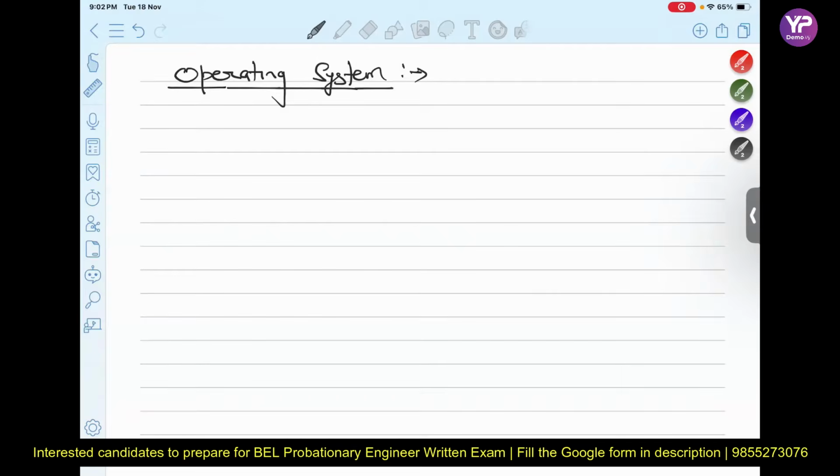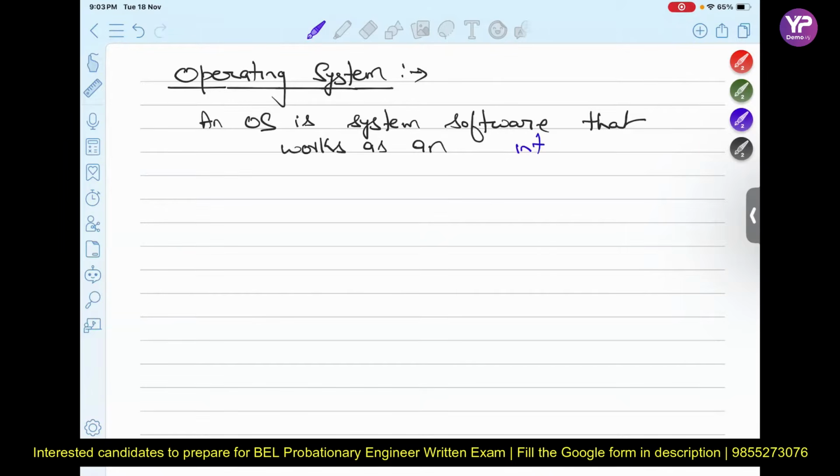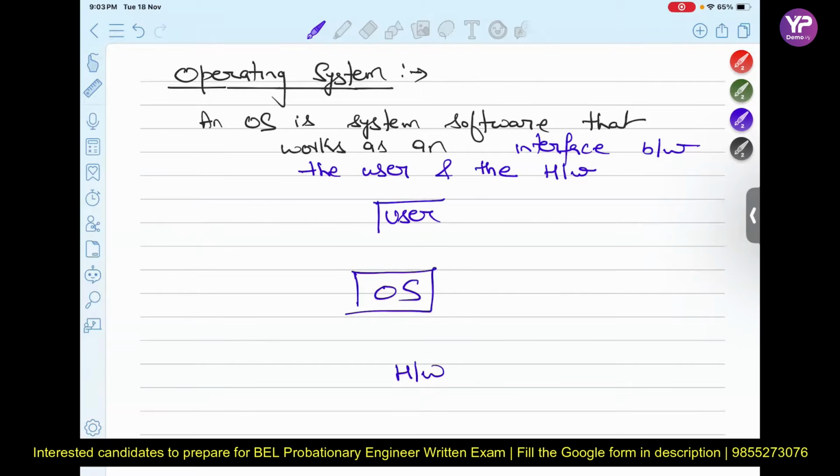That is absolutely true. So I can say an operating system, first of all, is a system software. We have different types of software. This is called system software that works as an interface between the user and the hardware. So suppose we have the user here, we have the hardware here, and here is the operating system. Okay, so it is the interface between user and hardware.